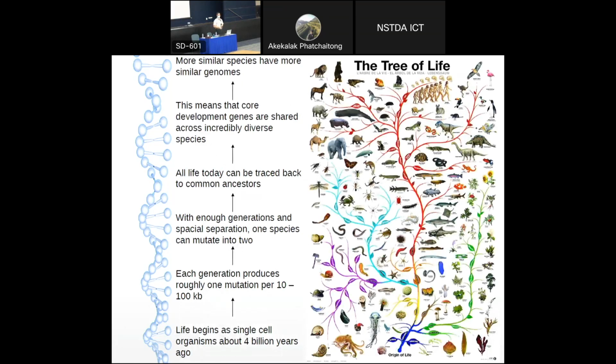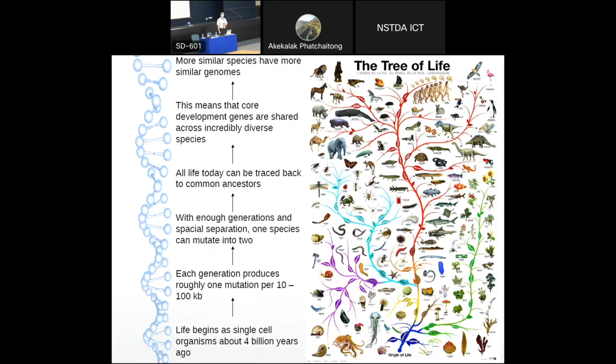Okay, so when thinking about genomics and really anything to do with biology, it's best understood through the lens of evolution. About 4 billion years ago, life began as a single cell. Roughly each generation, there's a mutation per 10 to 100 kb. And with enough generations and spatial separation, one species can mutate into 2. So all of life today can be traced back to common ancestors.